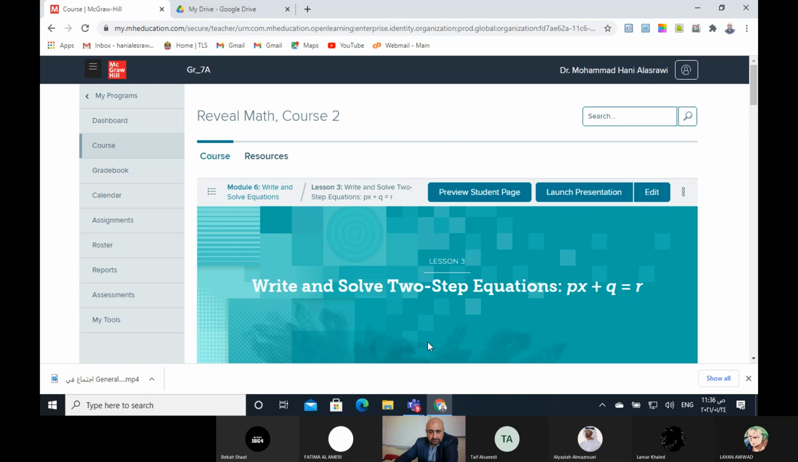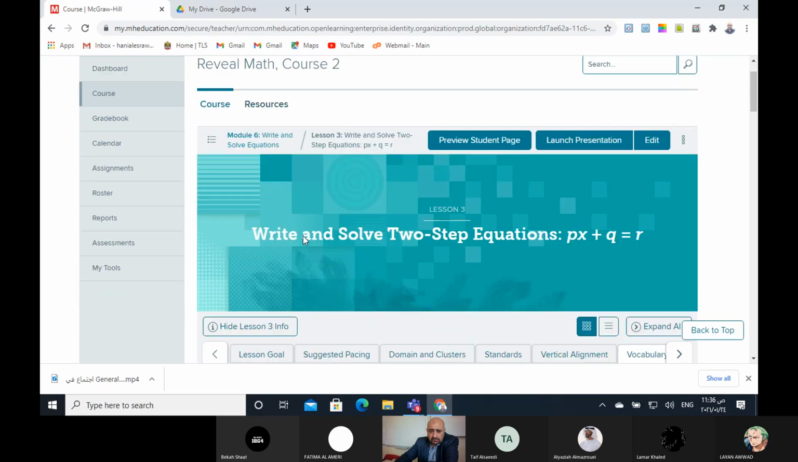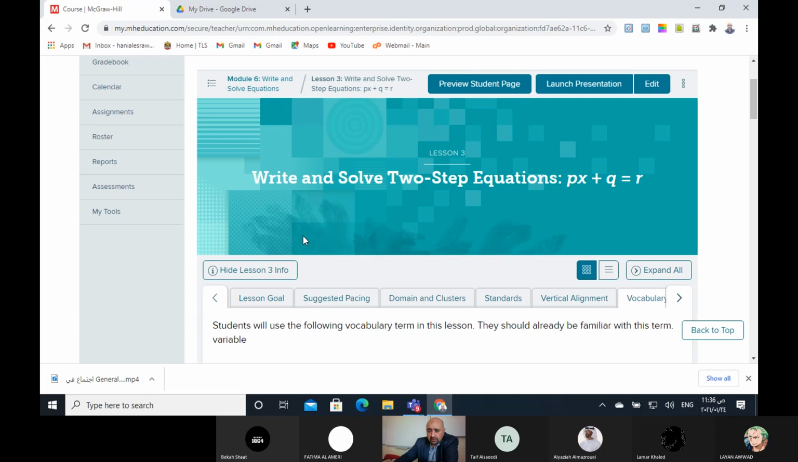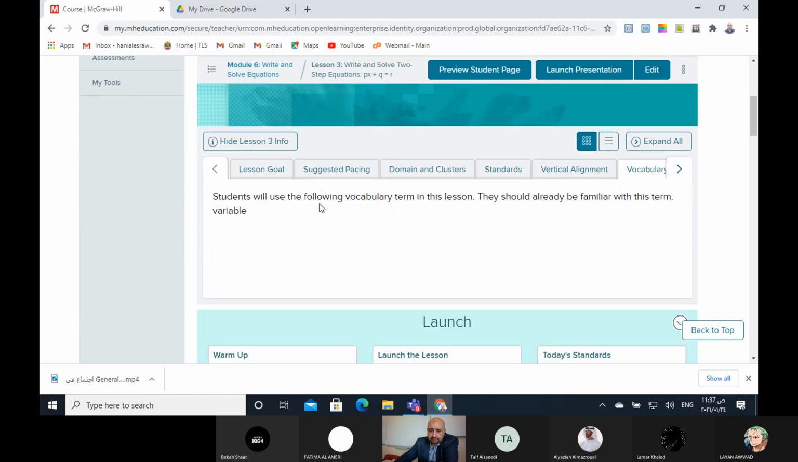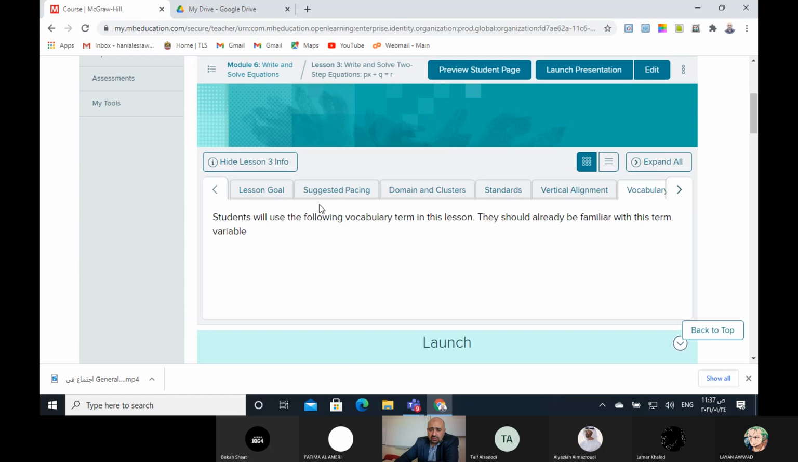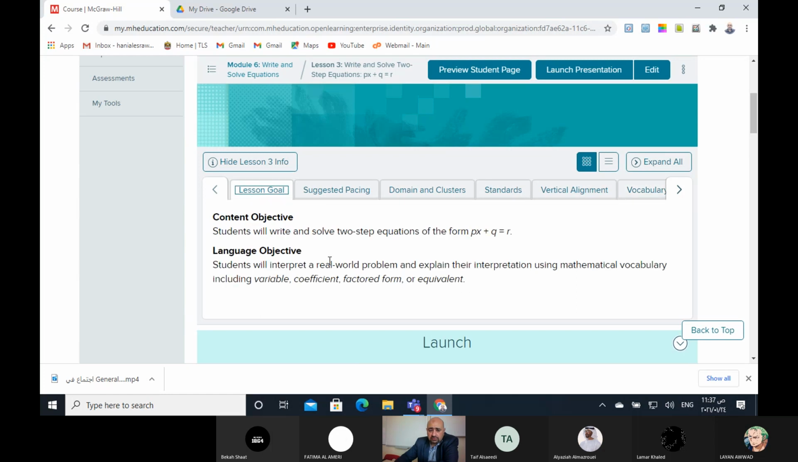Math grade 7. We are in module 6, write and solve equations. Today we want to learn the third lesson, write and solve two-step equations, px plus q equal r. So in this lesson, we want to write and solve two-step equations of the form px plus q equal r.